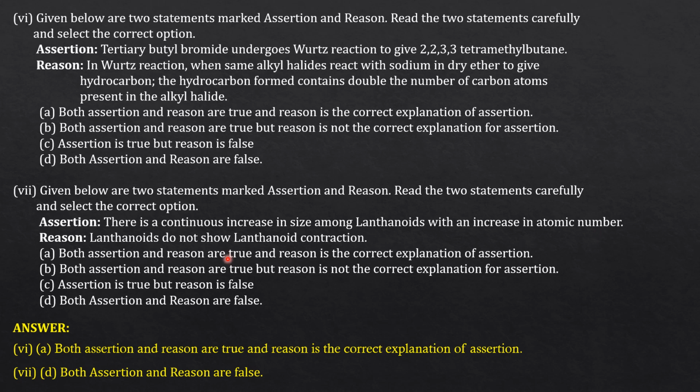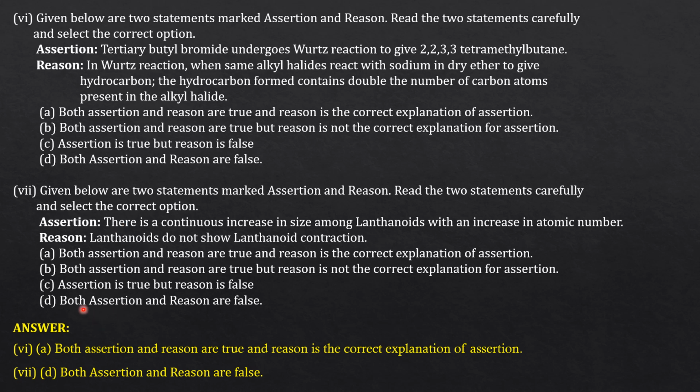Now, in the next part, the assertion is that there is a continuous increase in size among lanthanoids with an increase in atomic number, and the reason is that lanthanoids do not show lanthanoid contraction. This is a very simple question, because if lanthanoids do not show lanthanoid contraction, then who will? From the reason line it is already clear that the reason is false, and so is the continuous increase in size. The term is lanthanoid contraction, so with atomic number the size will decrease, not increase.